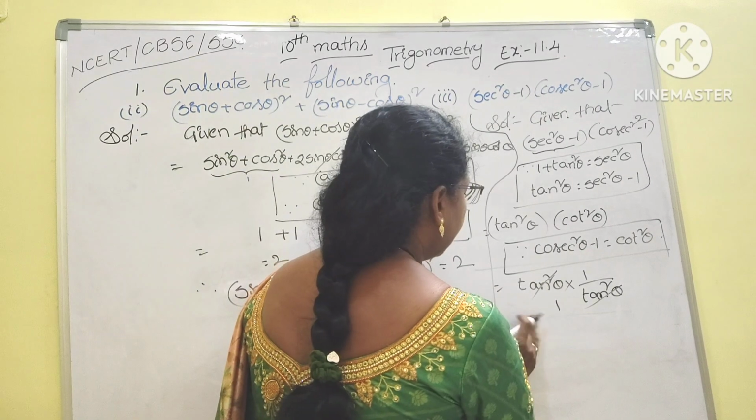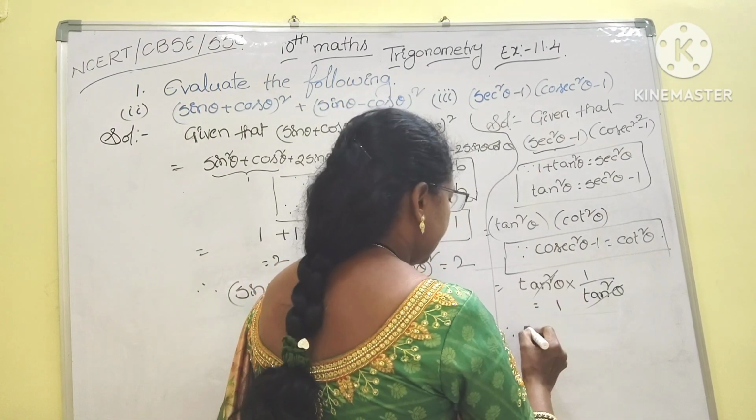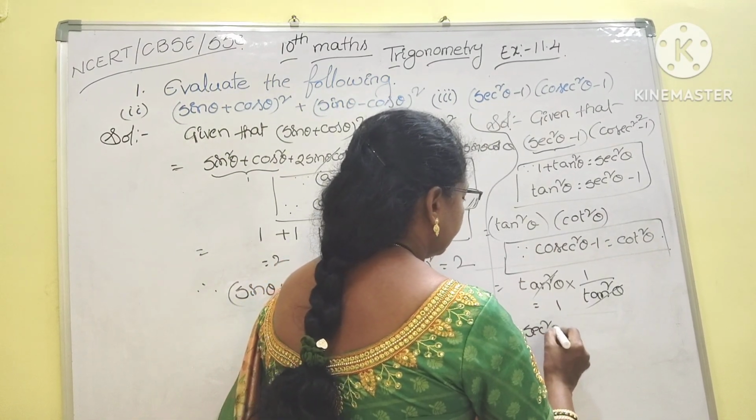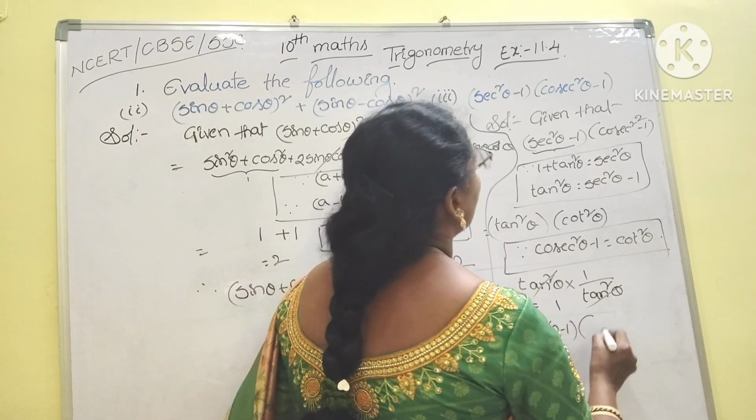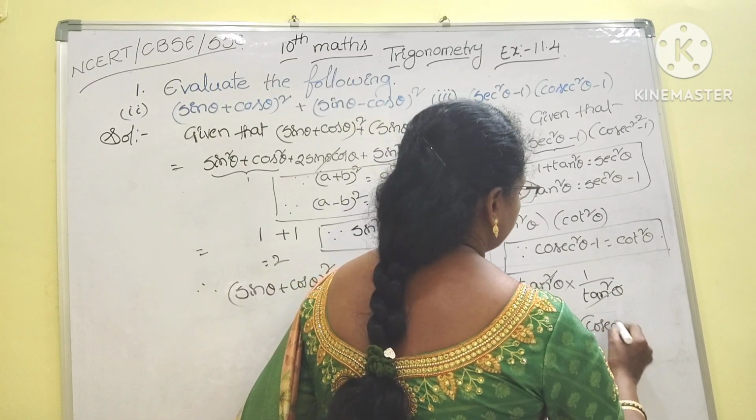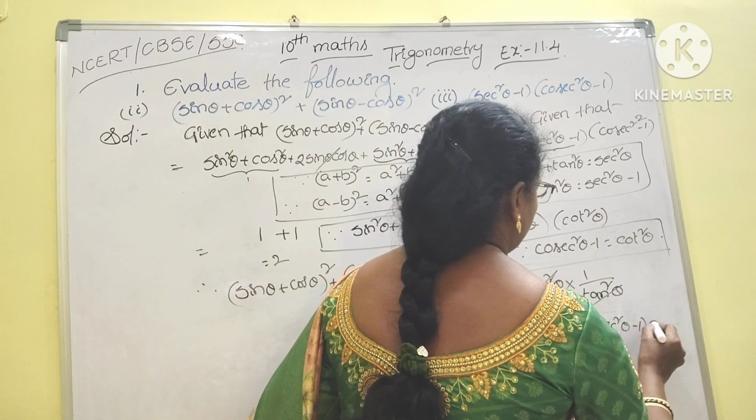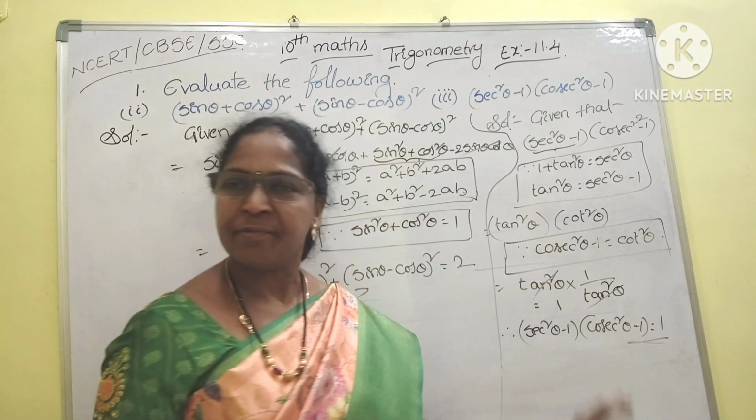Now here, therefore secant square theta minus 1 into cosecant square theta minus 1, that equal to 1 is the final answer.